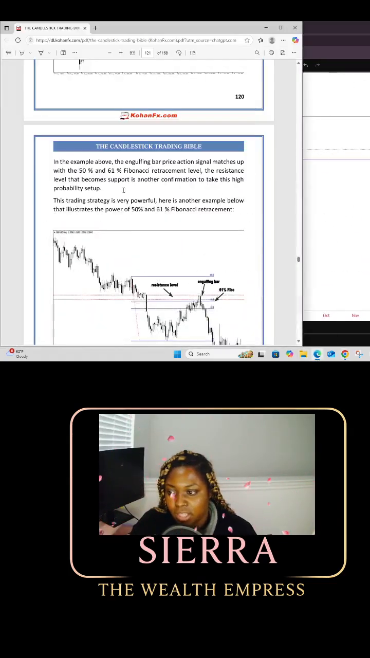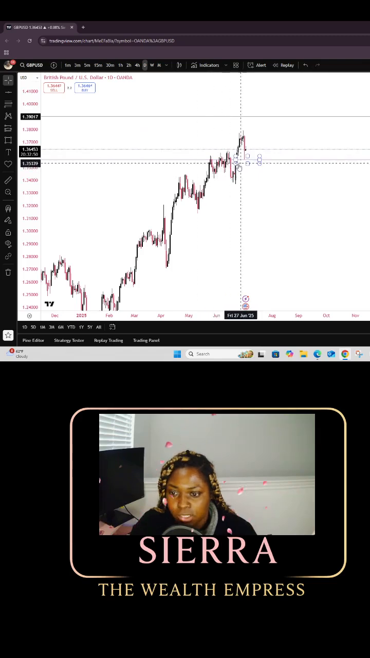Okay, so they're saying the exact same thing. The resistance level that became support, and this was resistance. Price broke through it. It is now support.